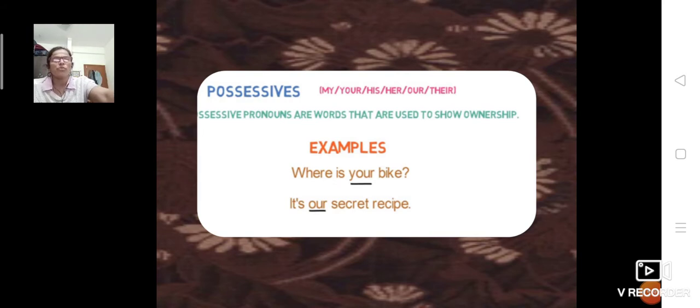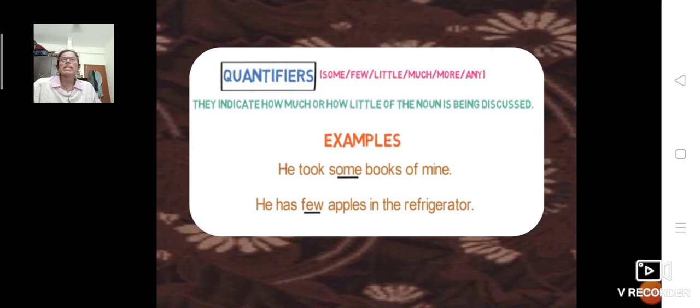So now coming to the main topic, that is quantifiers. I had told you, what are the quantifiers here? Some, few, little, much, more, any. They indicate how much or how little of the noun is being discussed, right? For example, he took some books of mine. So some books he has taken, we understood there, right, children? He has few apples in the refrigerator.